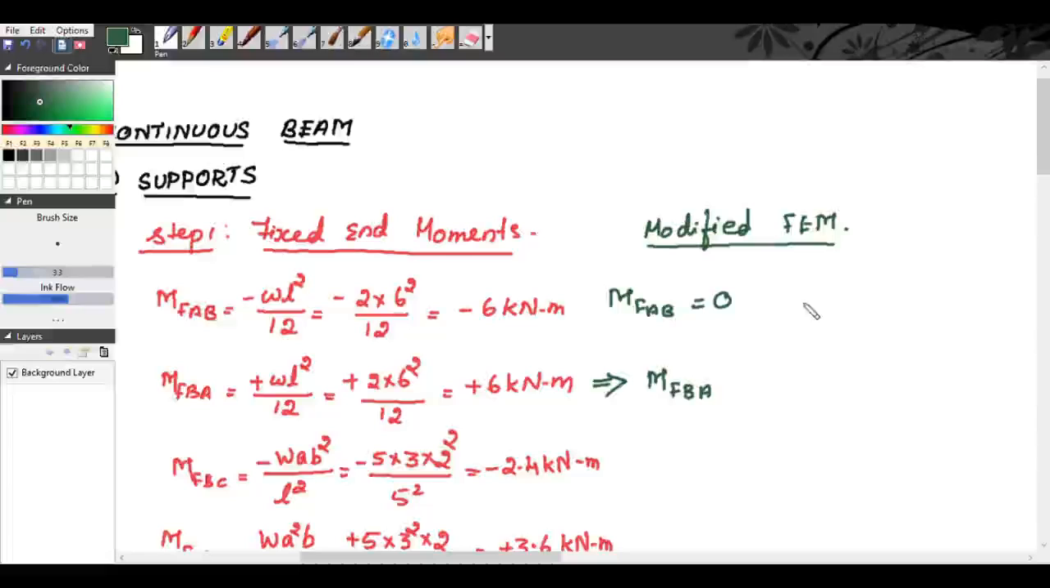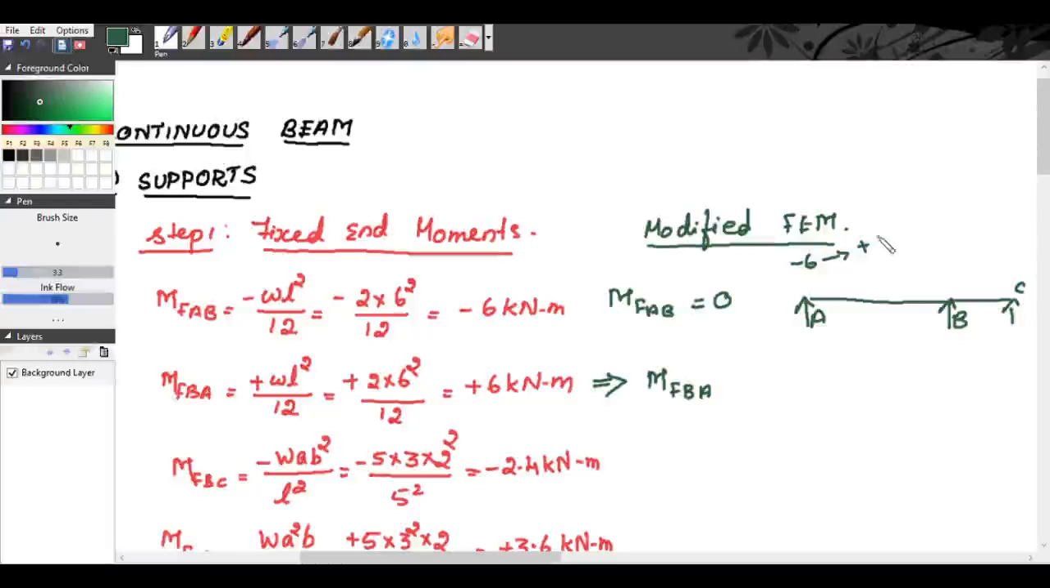That means, when you are considering the span AB, we are balancing this. B is the intermediate support, so M of AB becomes 0. While balancing this, A is the extreme simple support, and half of this minus 6 is transferred to the neighboring joint B. So this minus 6 should be balanced.